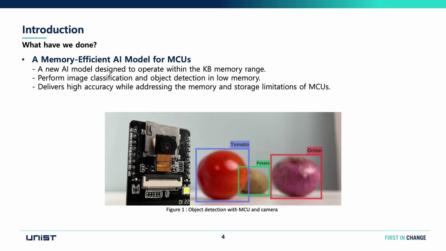Despite its compact size, our model delivers performance comparable to state-of-the-art CNN models like MobileNet V2 and MCUNets. It addresses the memory and storage limitations of MCUs, making it ideal for edge AI applications where efficiency is crucial.